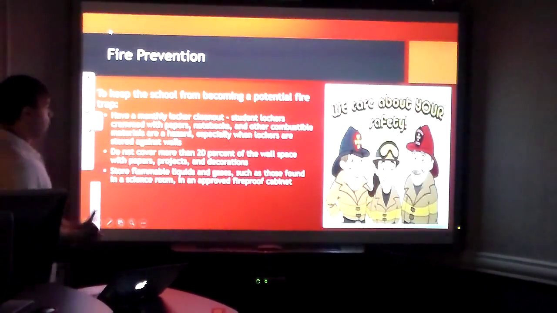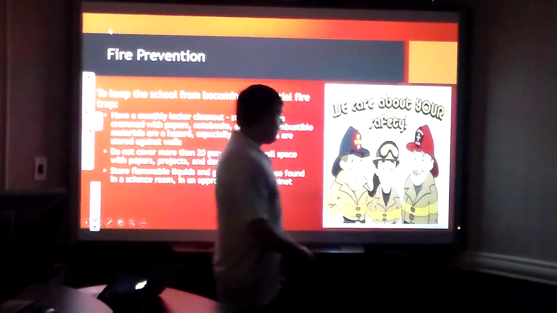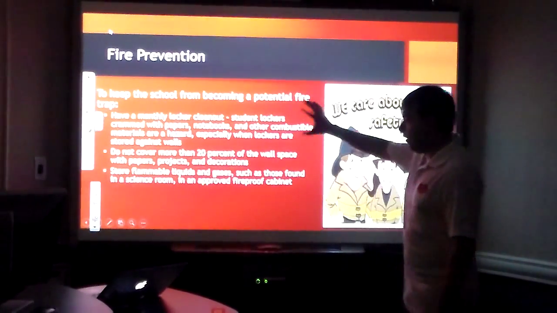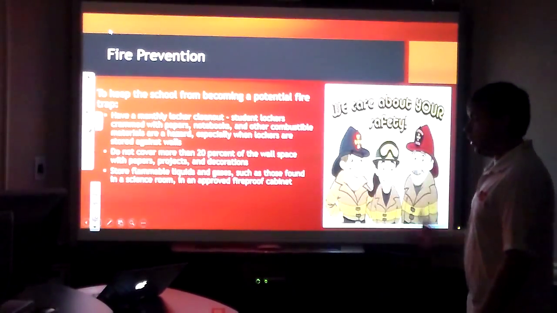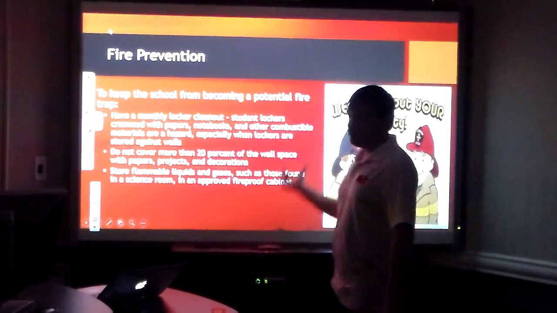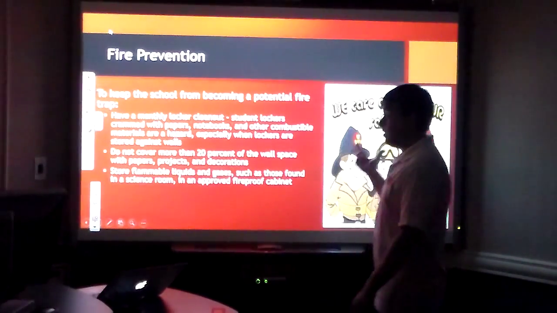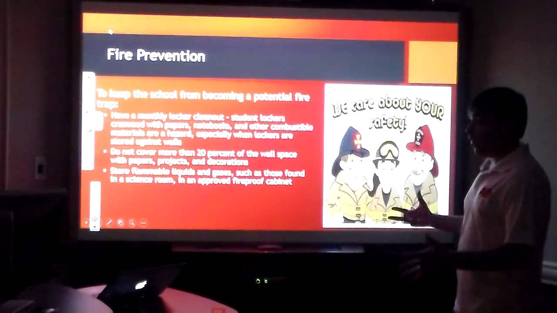To avoid a school being a potential fire trap, try to do weekly or monthly locker cleanouts, definitely at the middle and high school level. Kids will just throw stuff in their lockers, they won't clean them out. Budget 5 or 10 minutes to do this. It gets them moving, it gets them active, and it's a good way they can prevent against fires and accidents happening in the district.